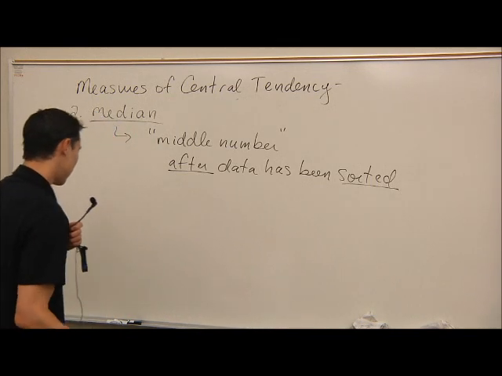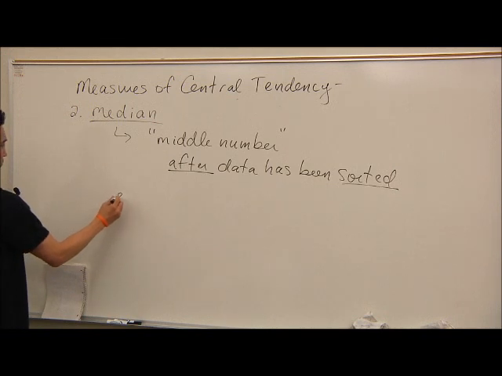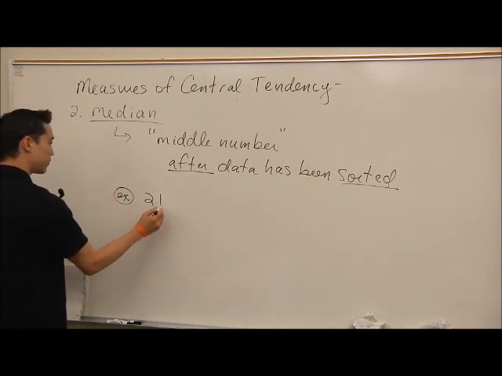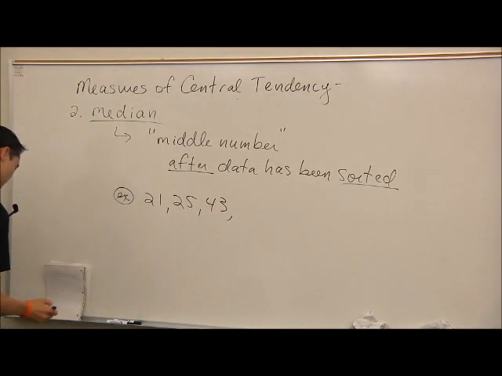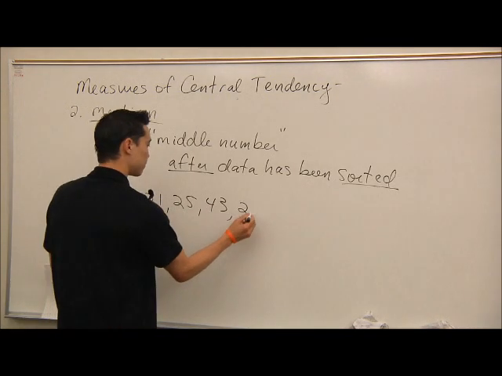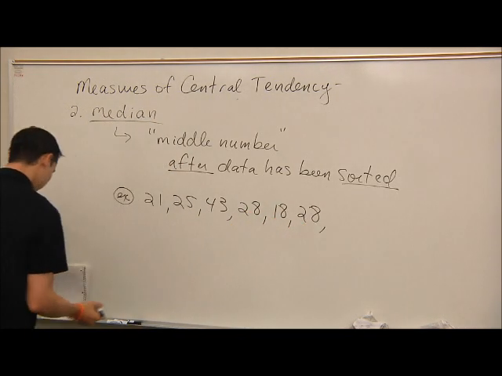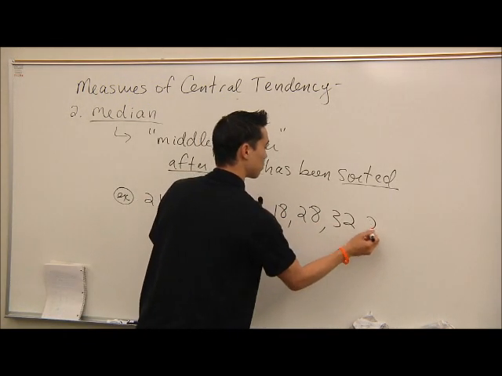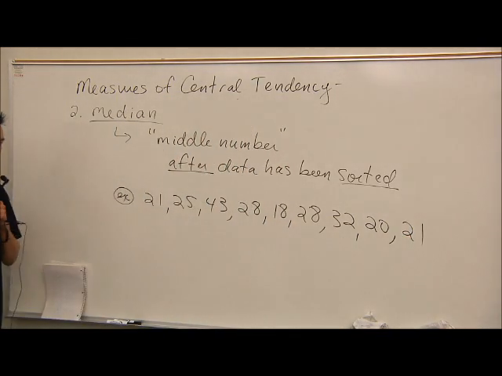All right, let's take a look at this example. I have 9 students and their ages. So let me give you these numbers. We have 21, 25, 43, 28, 18, 28, 32, 20, 21. Okay, 9 students and their ages.